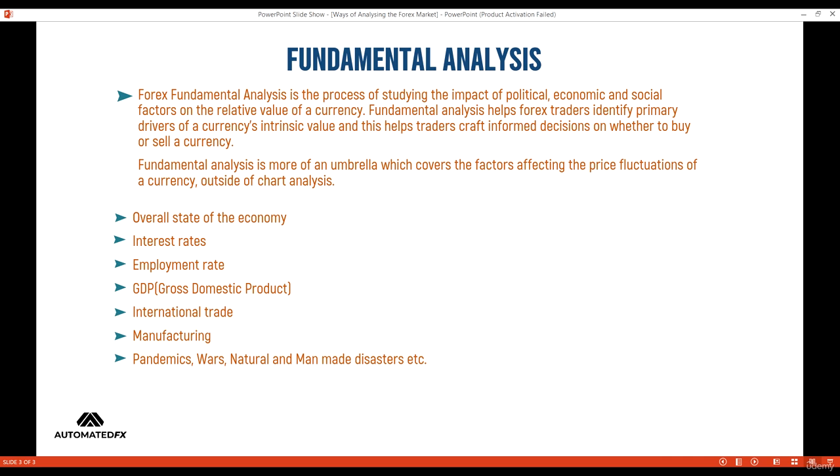So when the country is performing well along these metrics, we see that investors tend to gravitate towards this currency, because of course it's performing well and it's the wise decision to invest in it. So all these are very important concepts in fundamental analysis. We also look at pandemics, wars, natural and man-made disasters, etc.